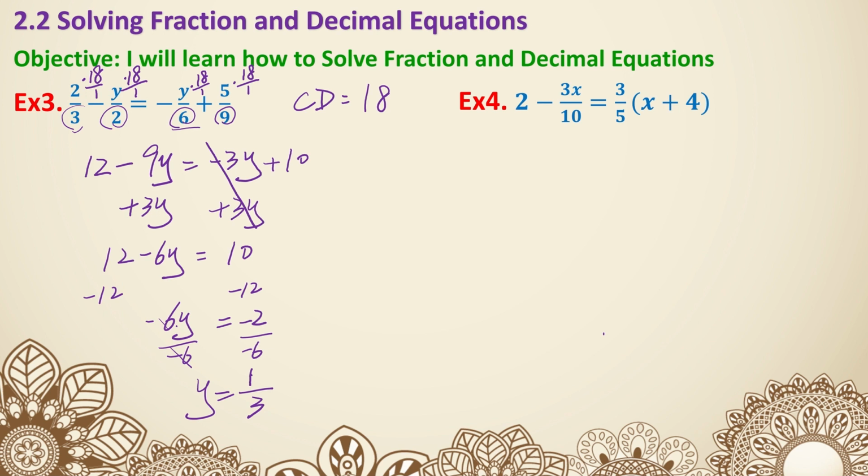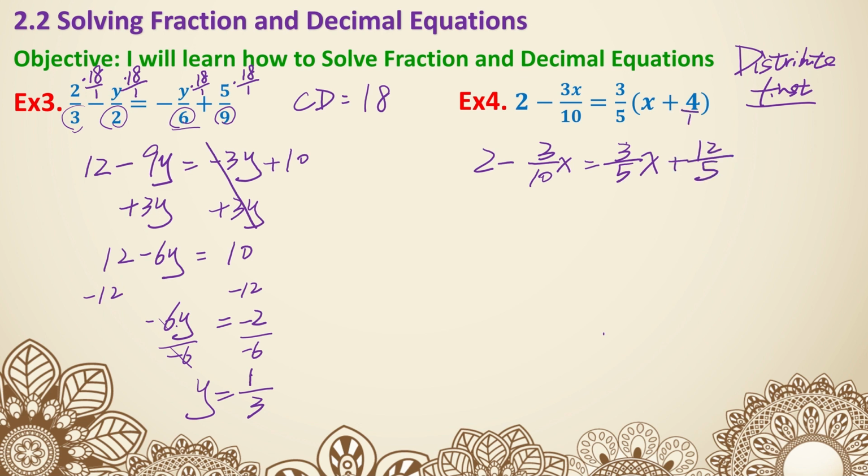Number 4. So no matter what, when we see parentheses, we still have to distribute first. Okay, so 2 minus 3 over 10x, and 3x over 10 is the same as 3 over 10x. I can pull the x to next to the fraction or on top of the fraction. Either way, it works. 3/5x, and then 3 over 5 times a 4 over 1, that is a 12 over 5.